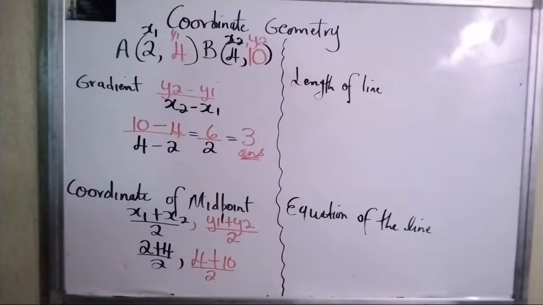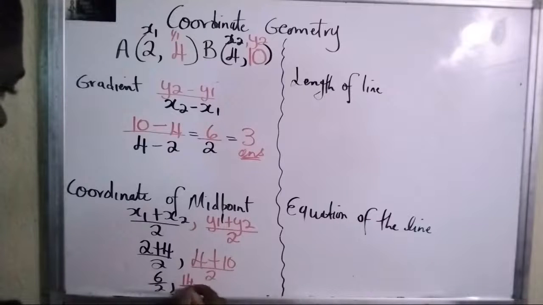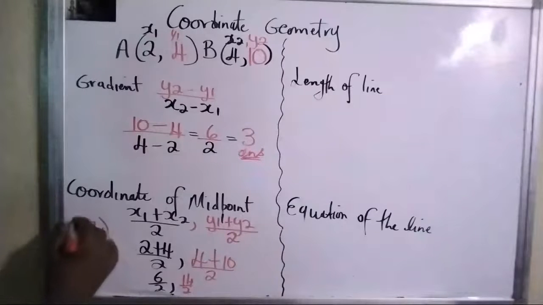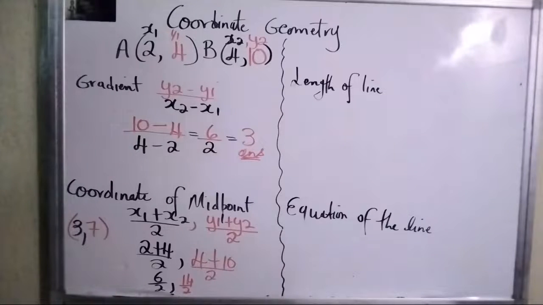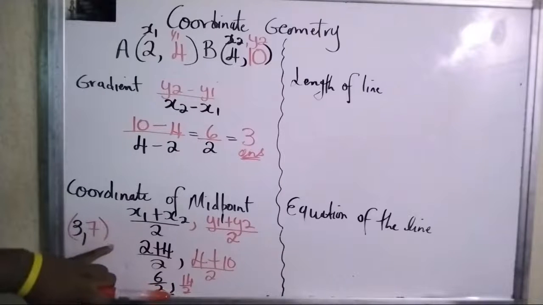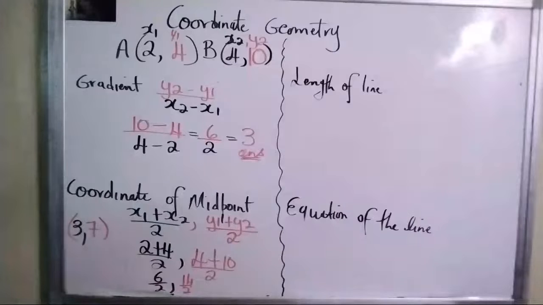So this would give us 6 divided by 2 and 14 over 2. So our final answer would be 6 divided by 2, which is 3, and 14 divided by 2 is 7. So this would be the coordinate of the midpoint, and this would be halfway, or you cut the graph in exactly 2.